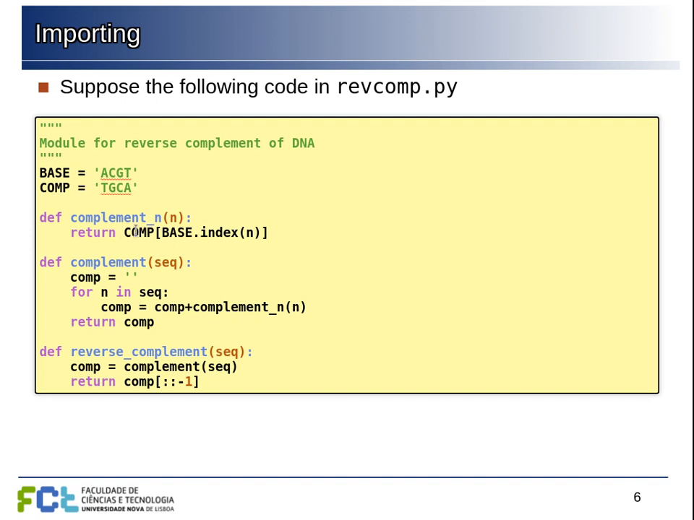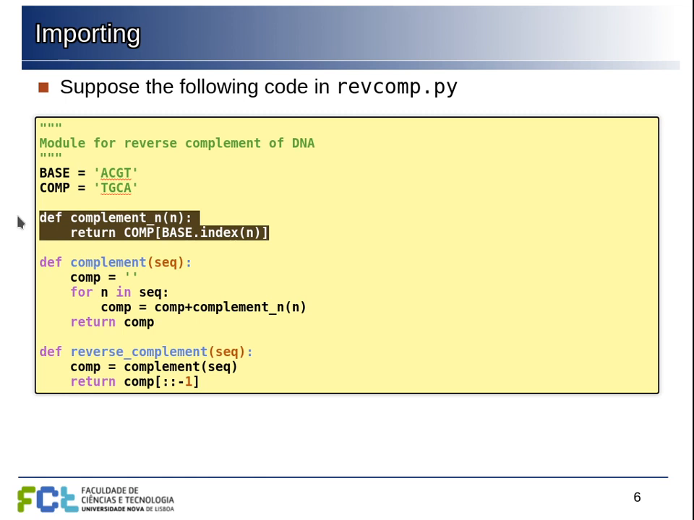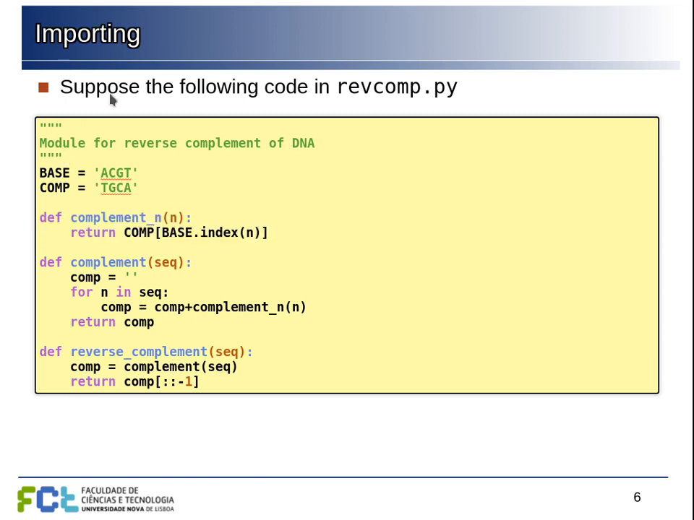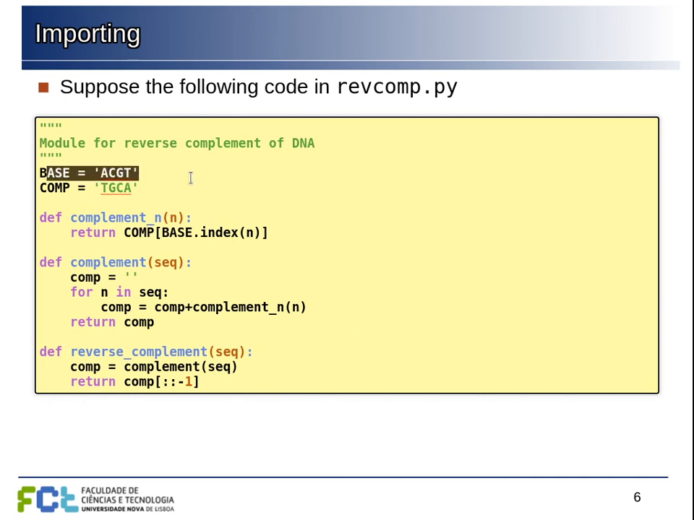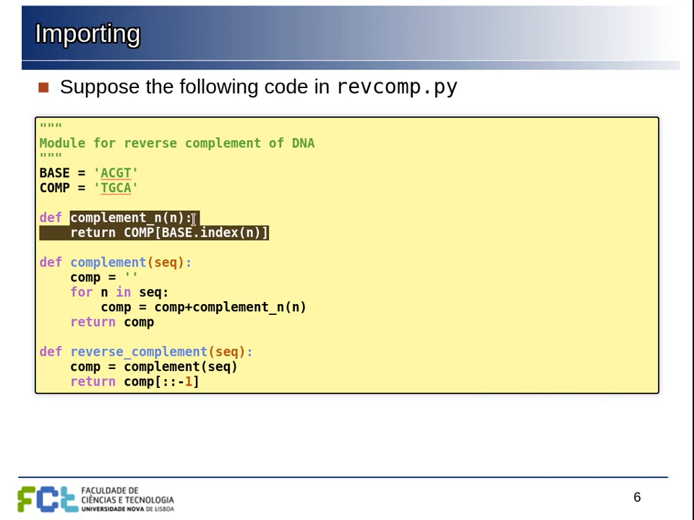So now we're going to look at these variables here. Since these names do not exist in the local namespace of this function, Python will look in the global namespace of the module, which is this file, and it finds the variables there. Okay, so this gives us the complement of one nucleotide.